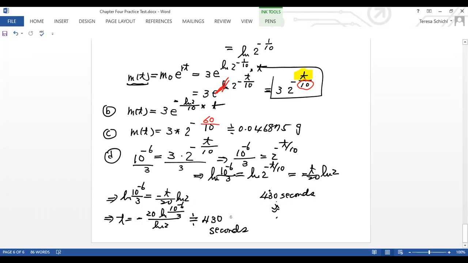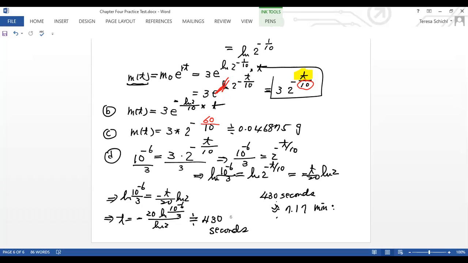is approximately 7.17 minutes. So it takes about 7 minutes for this radioactive gas to reduce to 1 microgram here.